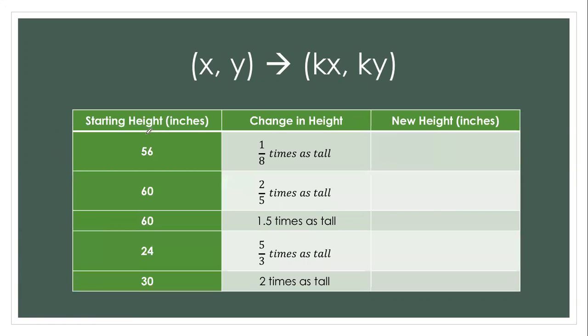So let's say I started off with 56 inches, and my change in height, I want to be 1/8 as tall. If I wanted to figure out what is 1/8 of 56, I can multiply 56 times 1/8. Sorry, I know I told y'all to lock your iPad, so I'll just go ahead and do it. 56 times 1/8 is 7 inches.